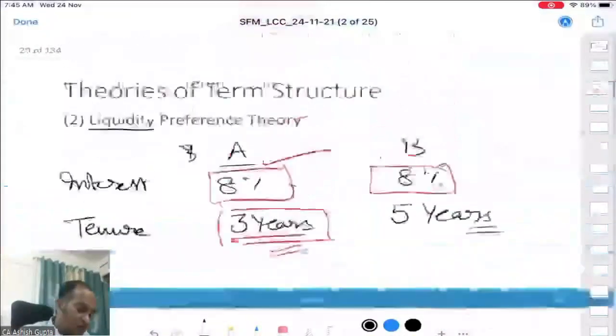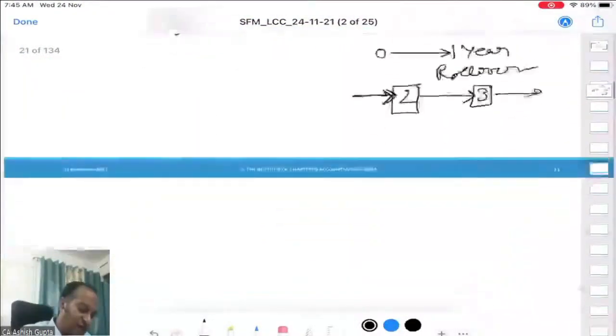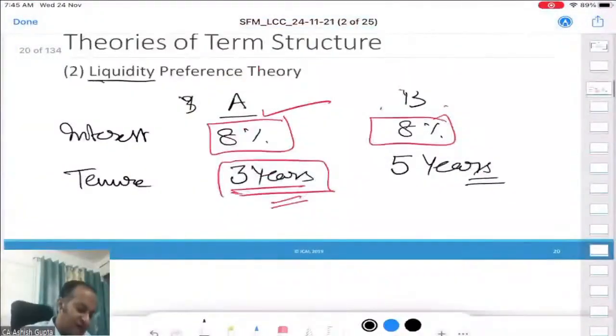So that is why, as per this theory, if we persuade any investor... Now suppose, taking this example, now I change the scenario. Suppose I say this bond is offering a rate of 8.5%.